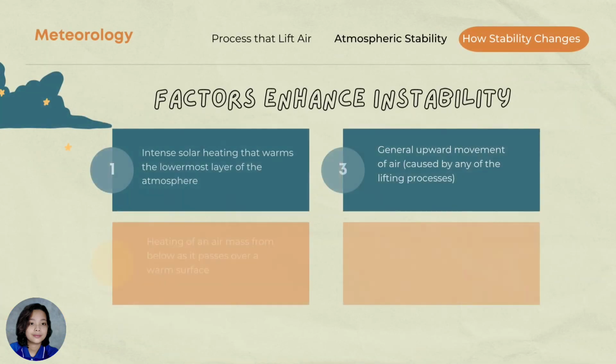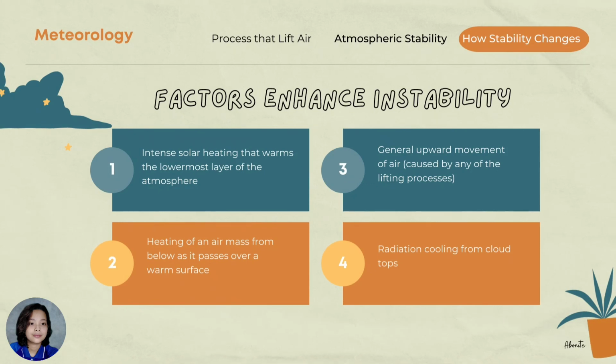So, how does stability change? There are factors that enhance instability. First is intense solar heating that warms the lowermost layer of the atmosphere. Next is heating of an air mass from below as it passes over a warm surface. Then general upward movement of air, which can be caused by any of the lifting processes. And last, radiative cooling from cloud tops.